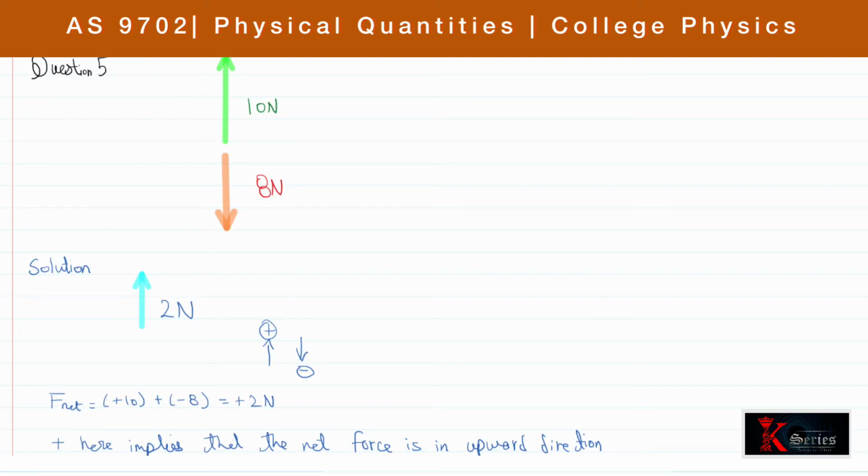Similarly, over here we have a question in which these two vectors are pointing in opposite directions, upward and downward. So we assign them signs. The upward is going to be, for example, positive, downward is going to be negative, and then we can find the net force by taking upward positive plus 10 plus minus 8 as it's pointing in the downward direction, and so we can find plus 2 Newton. Plus here would imply that the net force is in the upward direction. So this is what we do here.